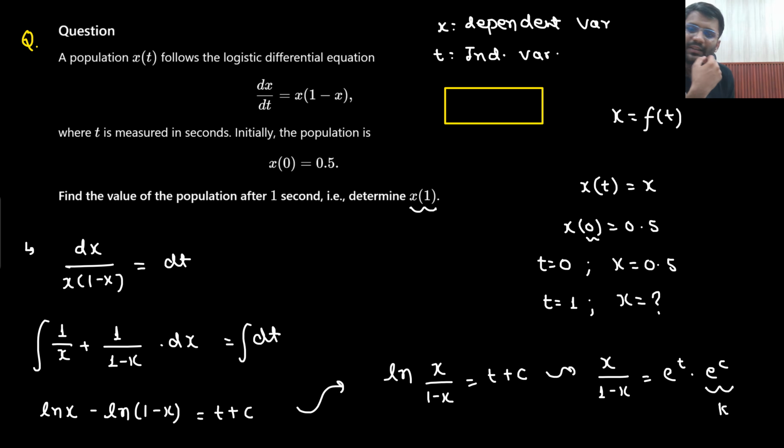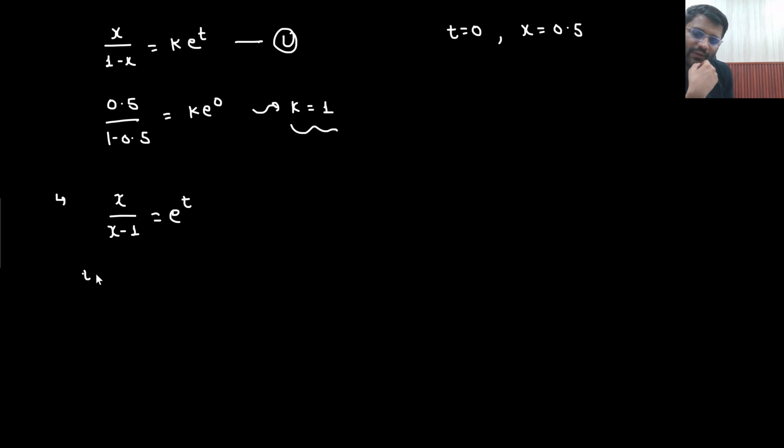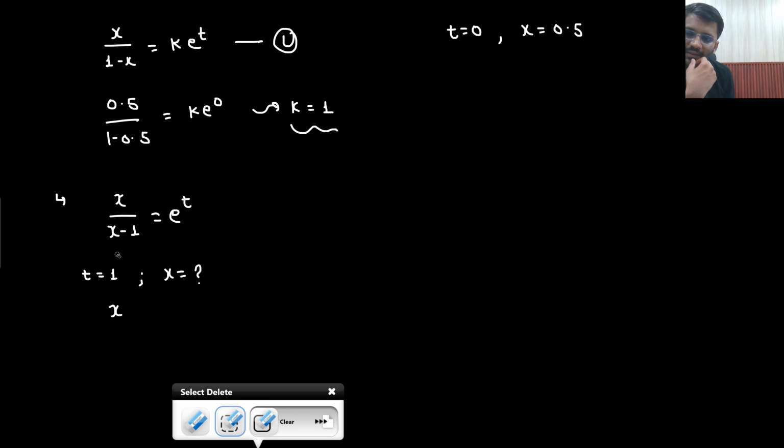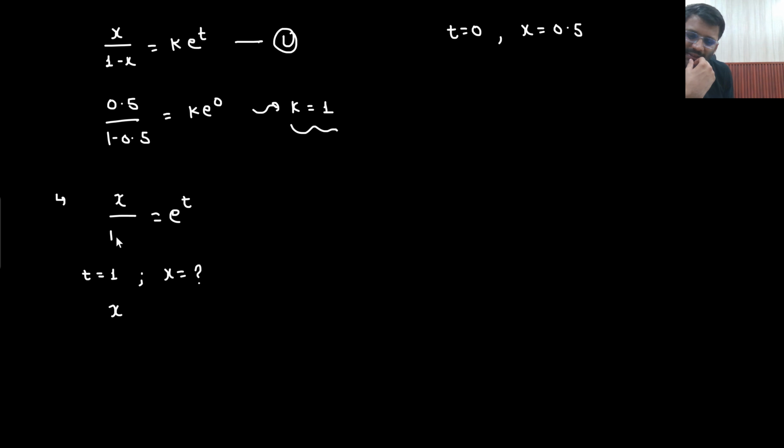Now what are they asking? They are asking that when the value of t is 1, then what is the value of x? So x upon 1 minus x equals e. This is what they are asking, right? So from here you need to find out the value of x.